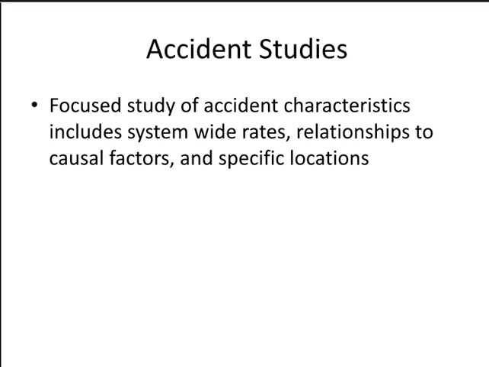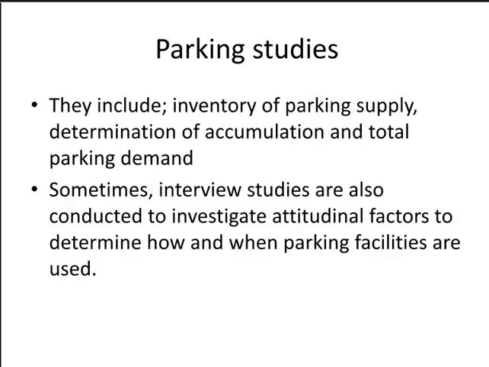Number, location, reason. So there will be some locations where accidents are more than the other, right? There will be some reasons which are causing more accidents than other reasons, right? So with this data, you can decide what to do to reduce accidents. If you know the number, the location and the reason, then you can decide what to do to reduce accidents. Clear? So this is what accident studies mean.